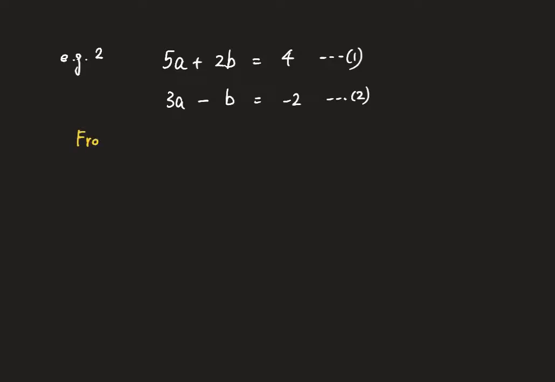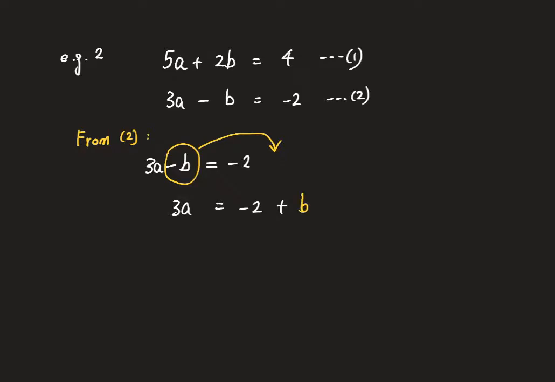I will write it from 2. I copy it once again. 3a minus b equals minus 2. And as I told you before, I want to make b the subject term, so the coefficient of b must be positive 1. So it's better to move this minus b to the right side, so that b will become positive 1.